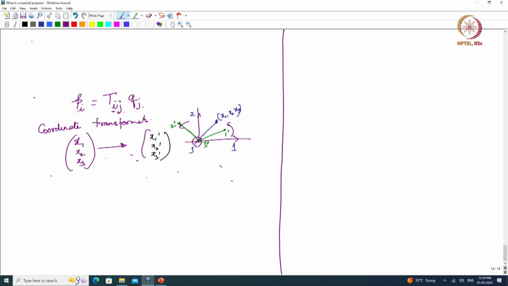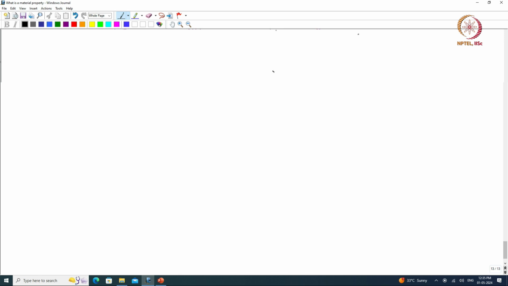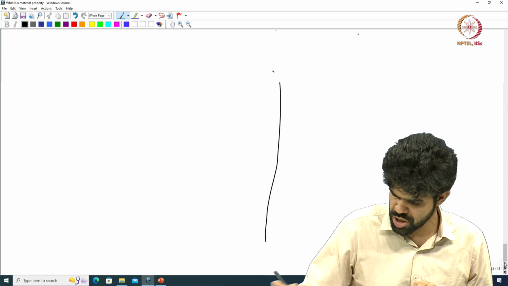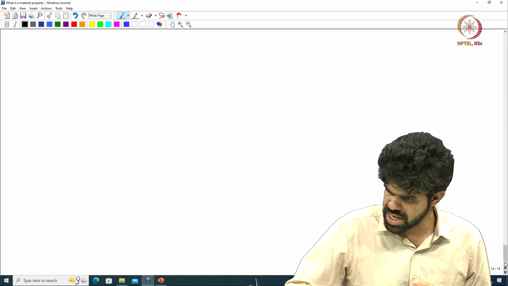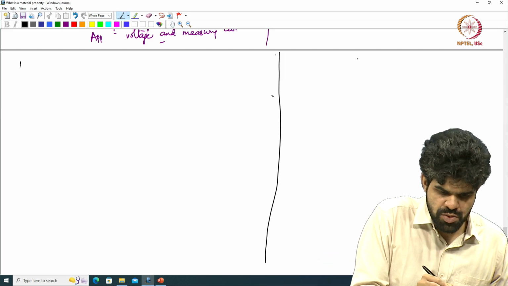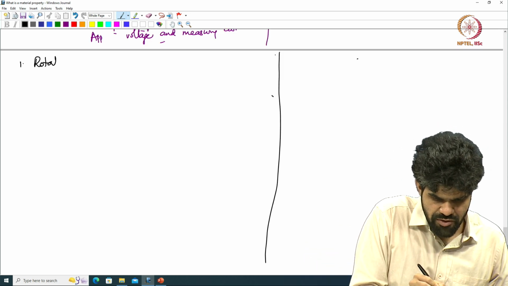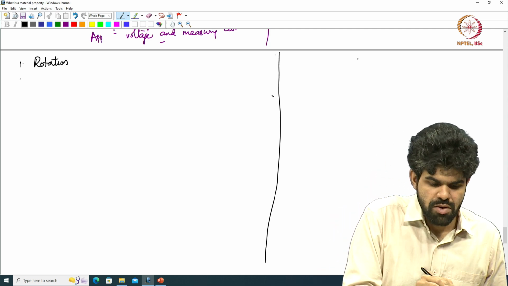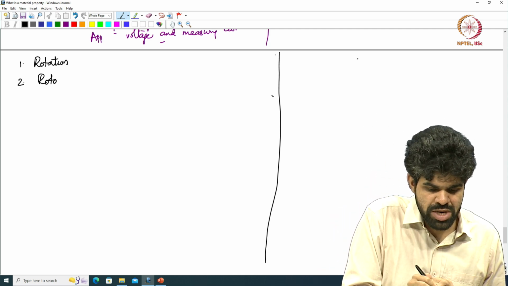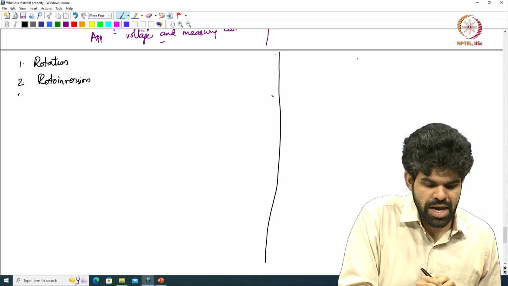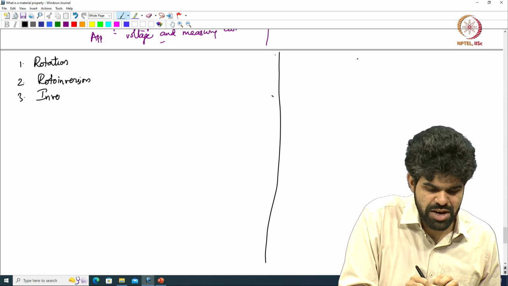There are 3 transformations that I will write, but I will not really describe everything today because there is going to be time in the next classes when I talk about all these transformations. One is what is called rotations, the rotation of a coordinate system into another coordinate system. One is what is called roto inversion. Do not ask me what this is right now, I will tell you in a later class. And the other operation is what is called inversion.